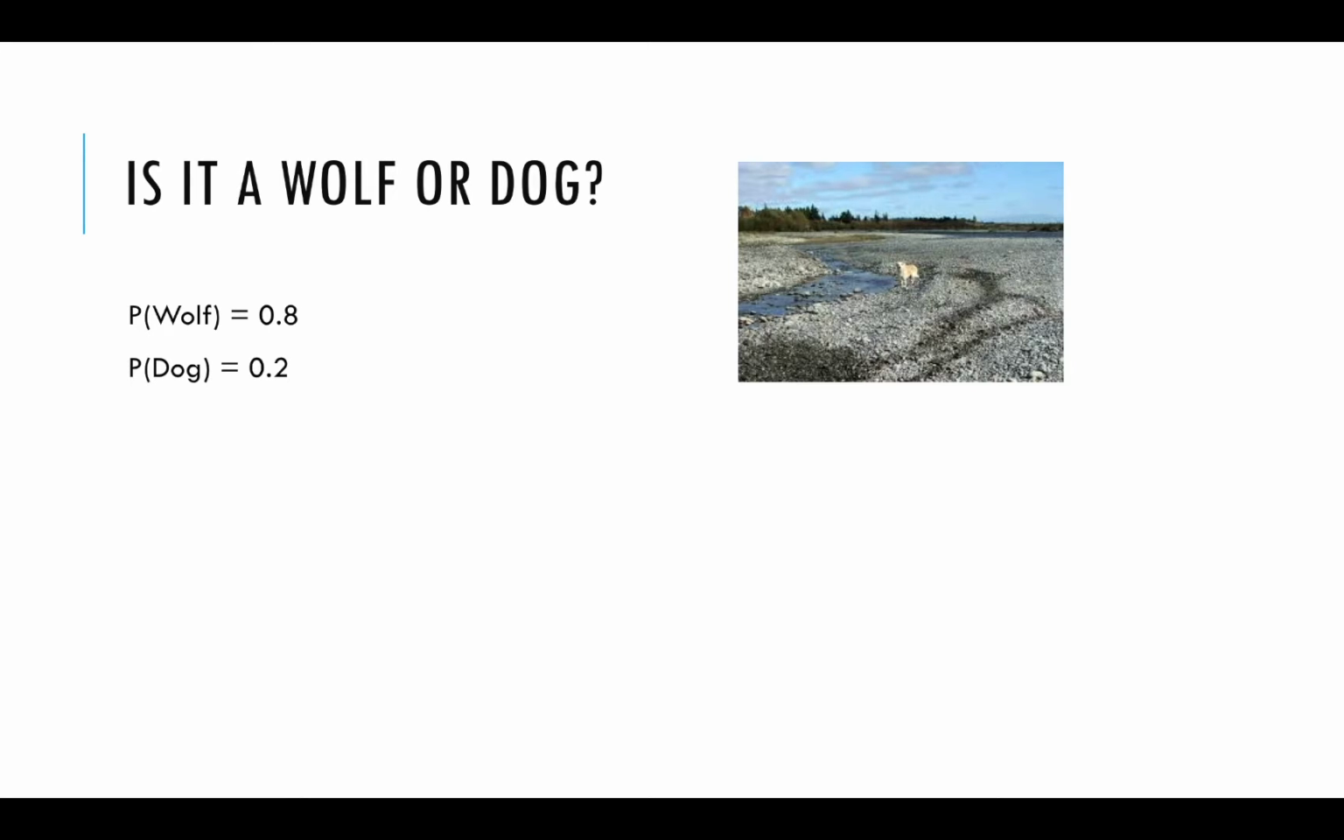Based on the environment, a wild place, it is usually more probable that the animal is a wolf. So the probability of wolf, we can say, equals 0.8. It is less probable that it is a dog, so P(dog) equals 0.2.